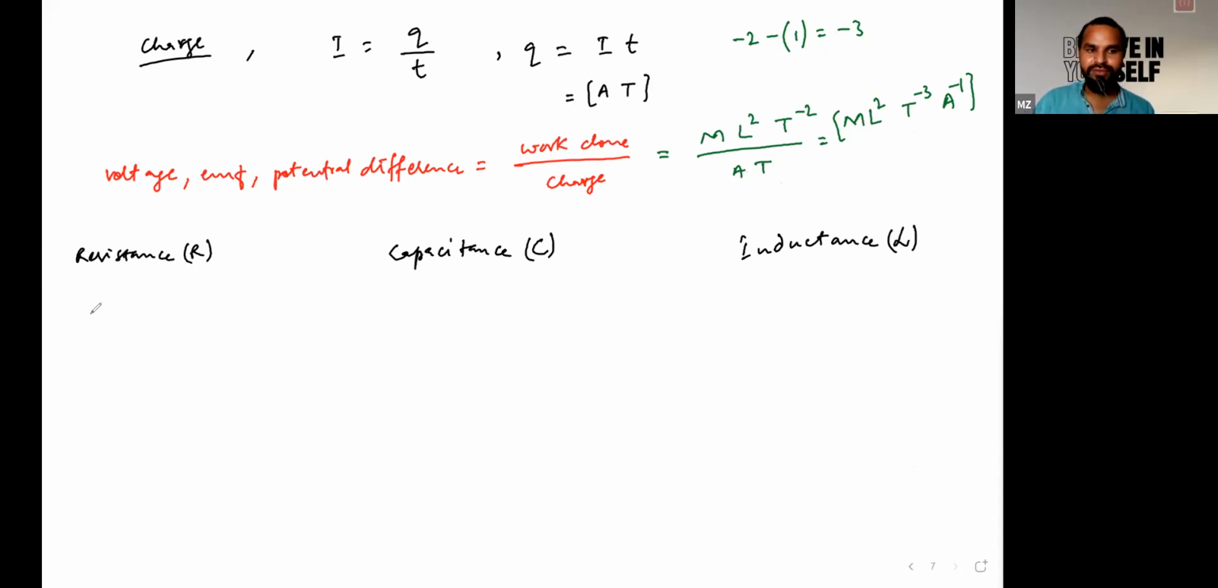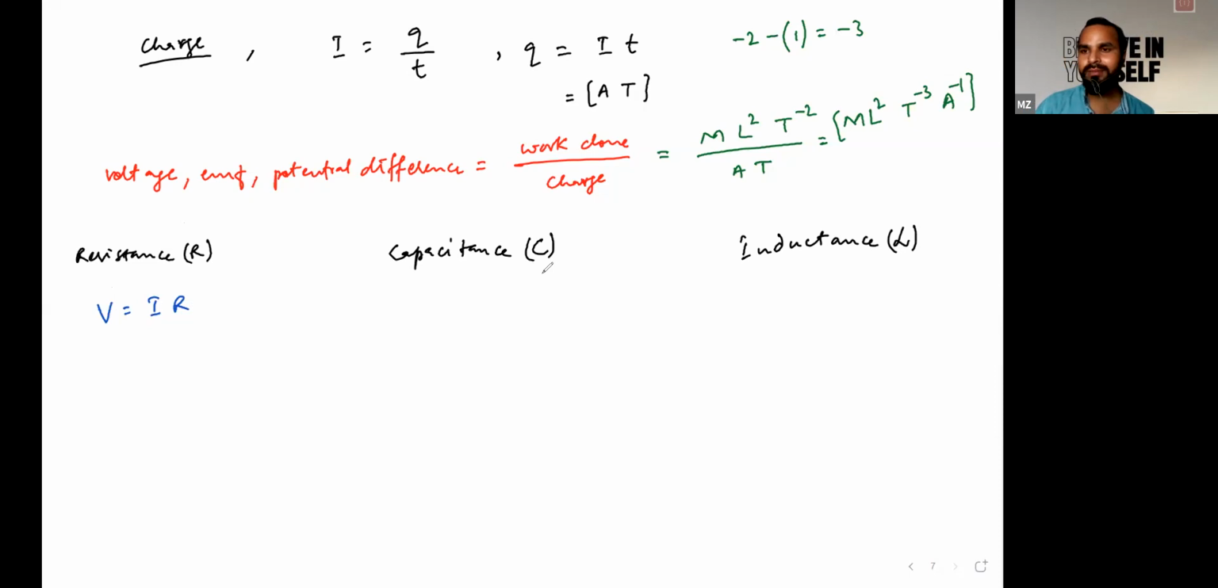Okay, now we have three different terms. First is resistance, second is capacitance, and third is inductance. These are just properties of a particular substance. You must have learned resistance in class 10 in the chapter on electricity. Resistance is the opposition property to the flow of charge through any substance. For this, we define voltage equals current into resistance. We have the dimensional formula for voltage and for electric current. Try to get the dimensional formula for resistance.